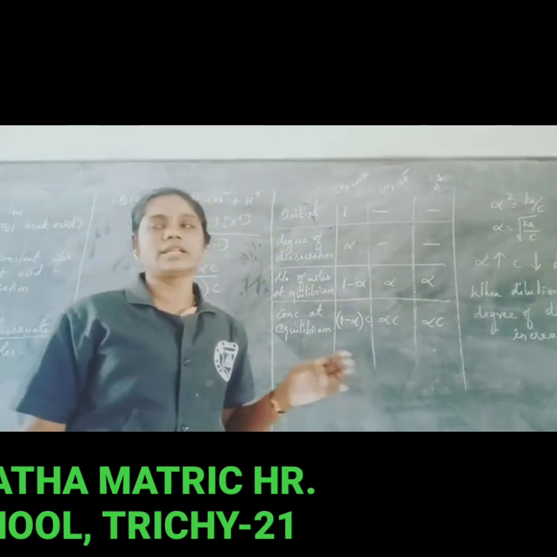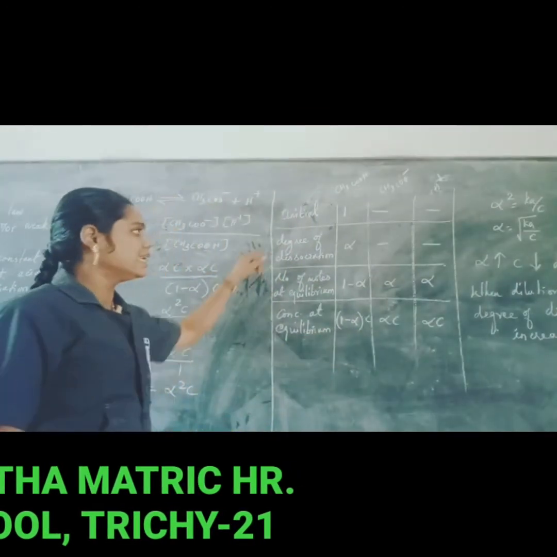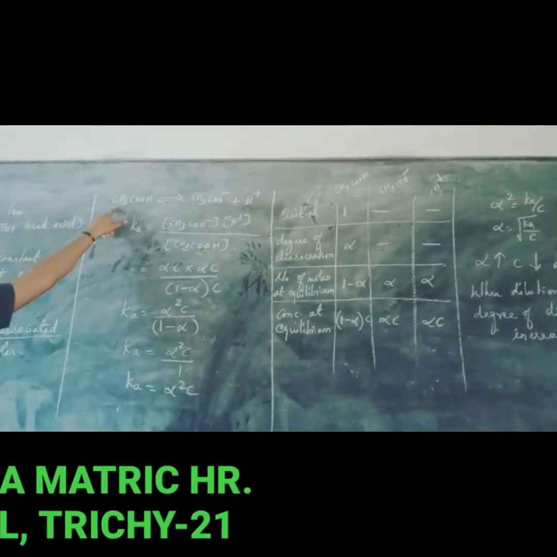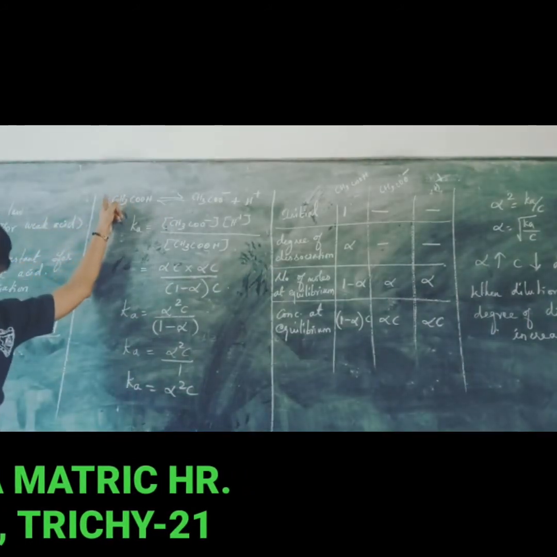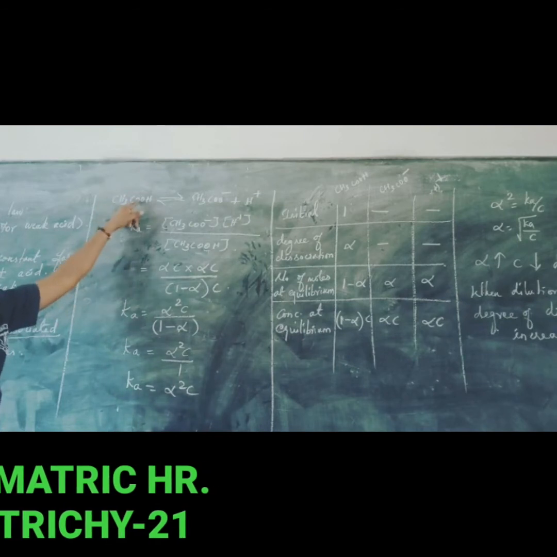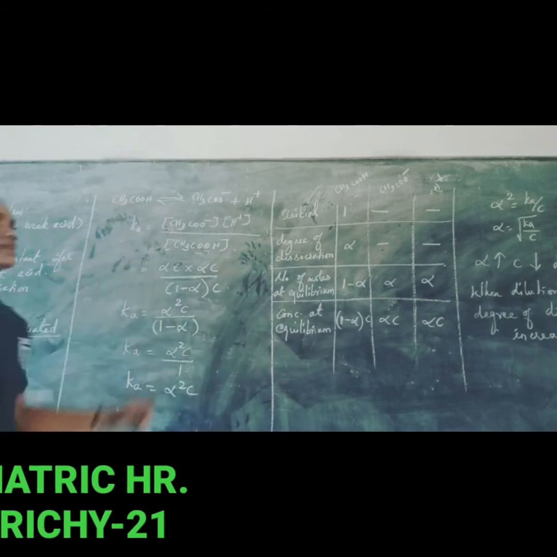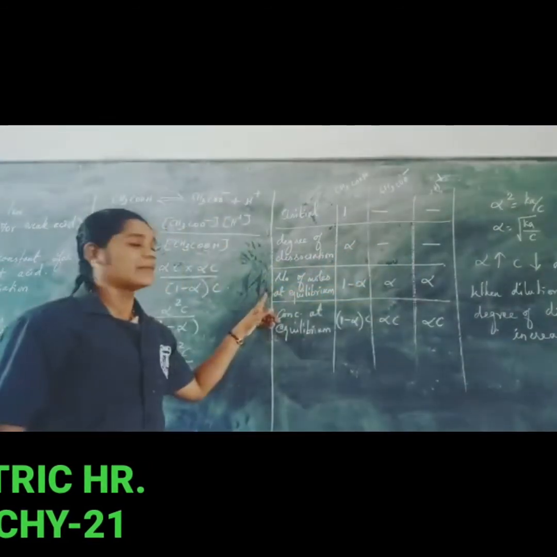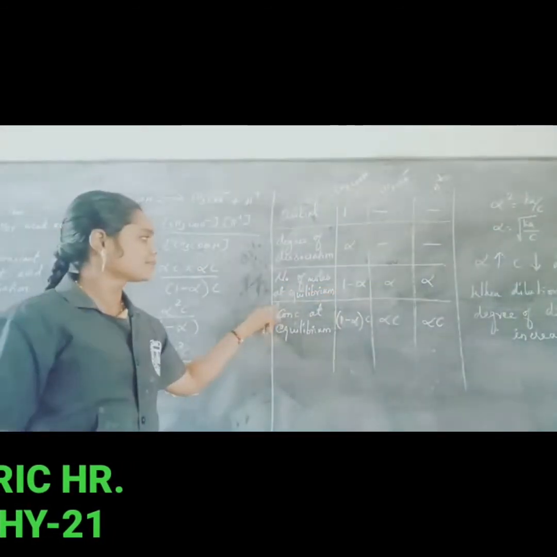So no need to write anything. And next one, degree of dissociation. Here only 1 mole is taken, so that is alpha. Suppose you are taking 2 moles, that means 2 alpha. Here only 1 mole is taken, so that is alpha.